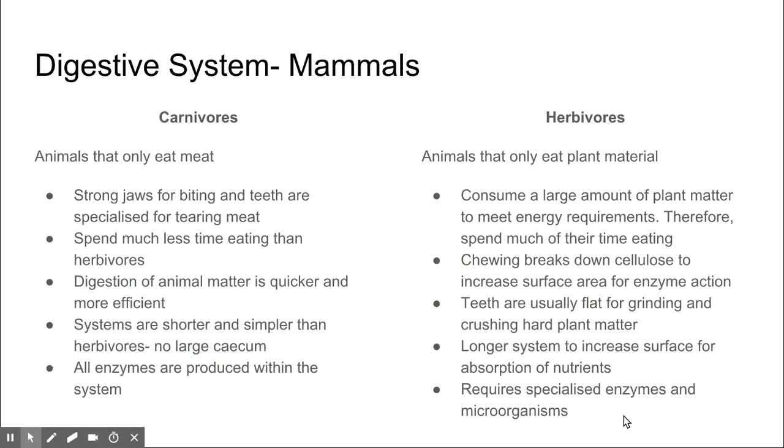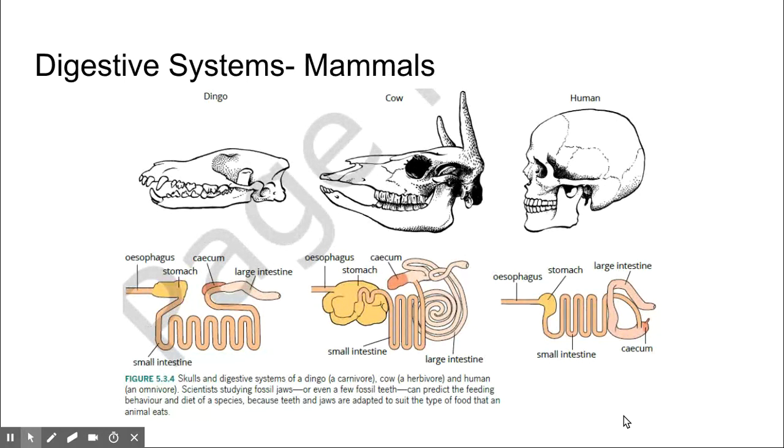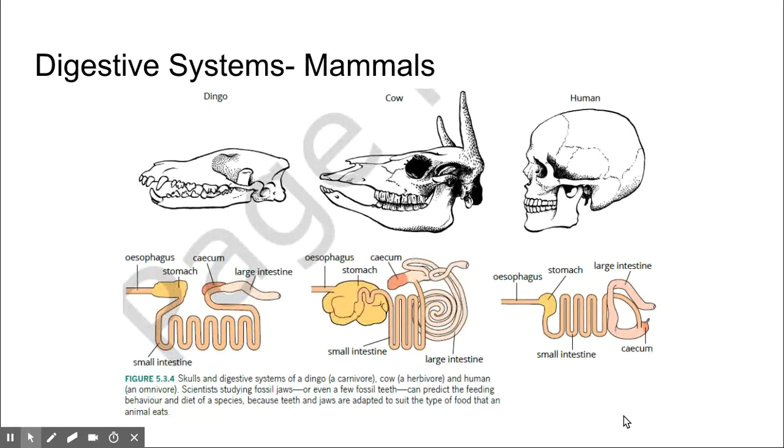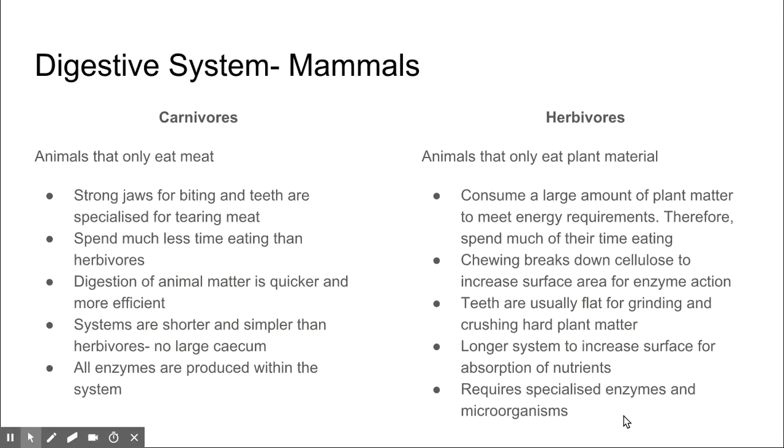So carnivores are animals that only eat meat, and they have strong jaws for biting and teeth that are specialized for tearing. So if we go back here, we can see that they're quite sharp to do that. They spend much less time within their day eating compared to herbivores, and animal matter is quicker and more efficient to digest. Their systems generally are shorter and simpler than herbivores, and they have no cecum, which we do see in cows right at the middle there. And then all enzymes are produced within the system.